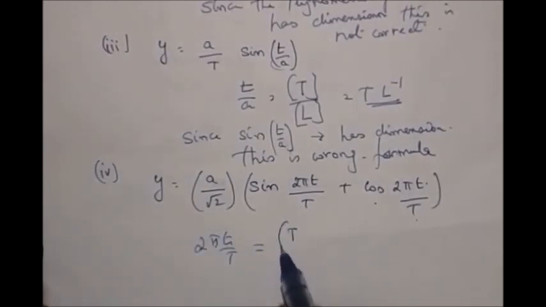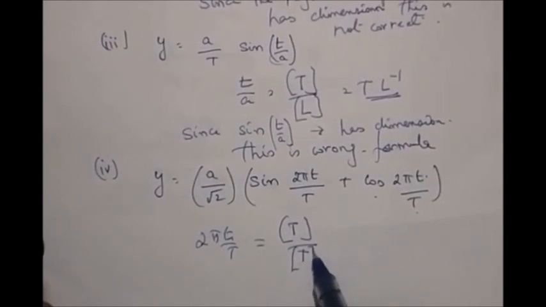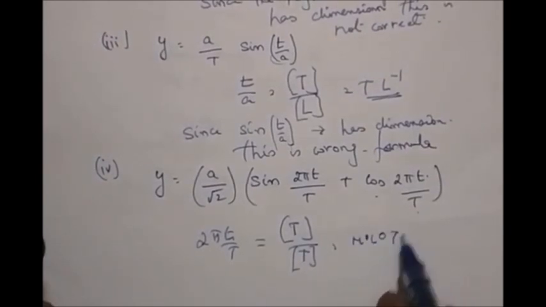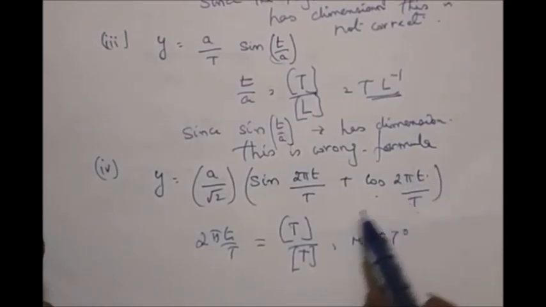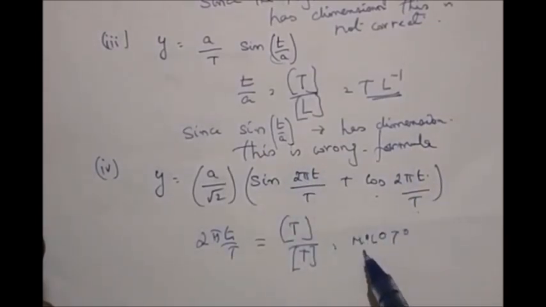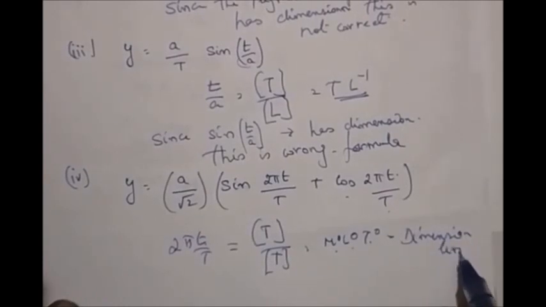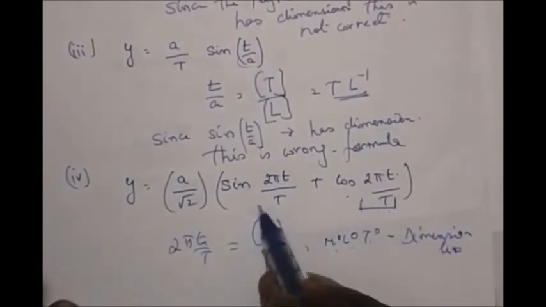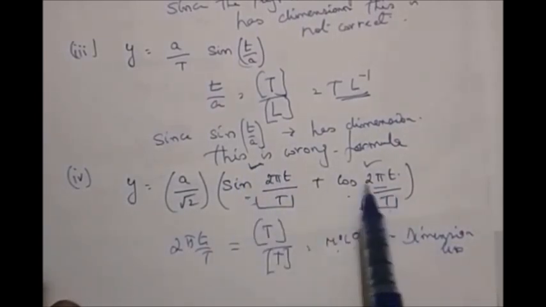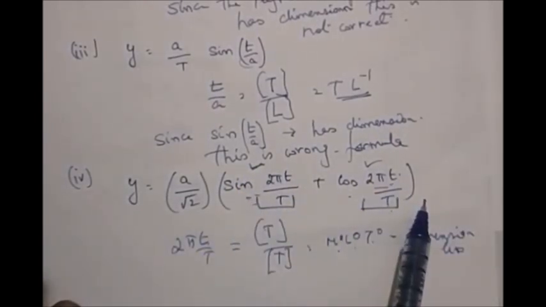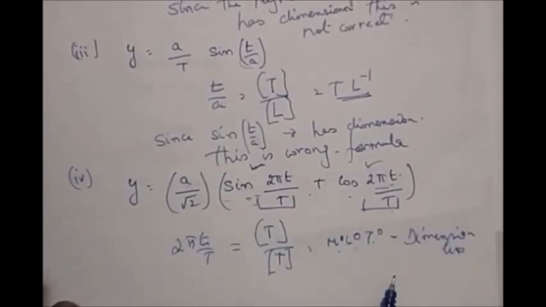This is capital T, a dimension, upon capital T, a dimension. So you get M0 L0 T0 for this whole thing. Similarly here also it is dimensionless, M0 L0 T0. Since this is dimensionless, and this is also dimensionless, we can easily say this is correct, this is also correct. So inside the sine quantities, this entirely makes sense: dimensionless plus dimensionless quantity makes sense for us.